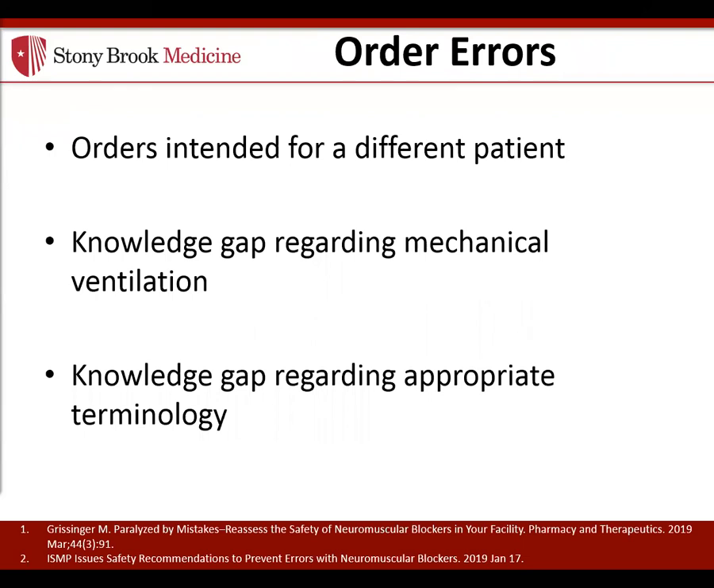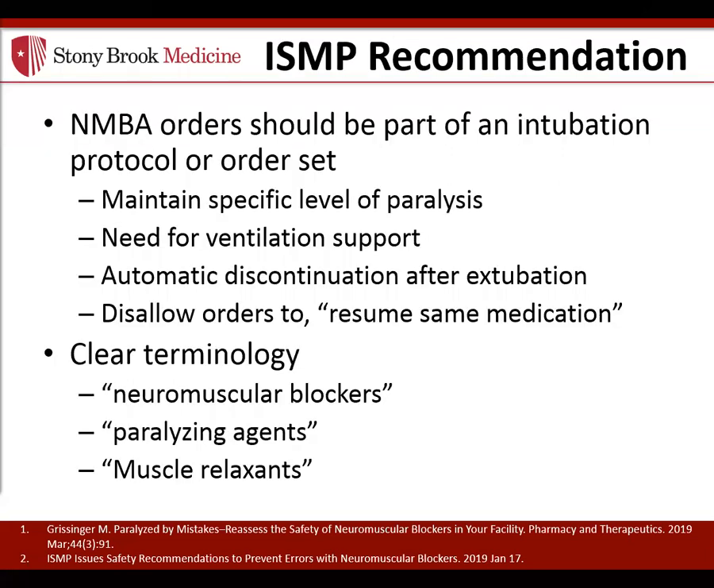Okay, another potential area for medication errors regarding these agents is incorrect orders. So this primarily includes orders that were intended for a different patient, the knowledge gap regarding the need for mechanical ventilation, and inappropriately used terminology. So ISMP's recommendation for preventing these types of errors is to make these neuromuscular blocking agents part of a protocol or an order set to ensure that they are only distributed to patients who are also mechanically ventilated and that the sedation targets are appropriately met.